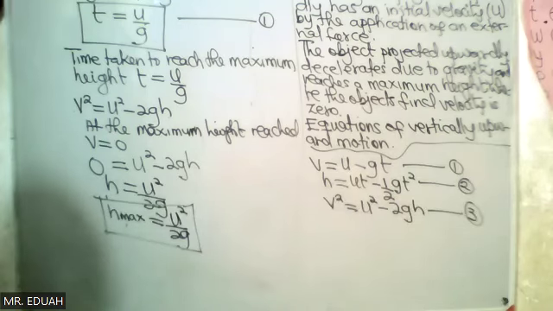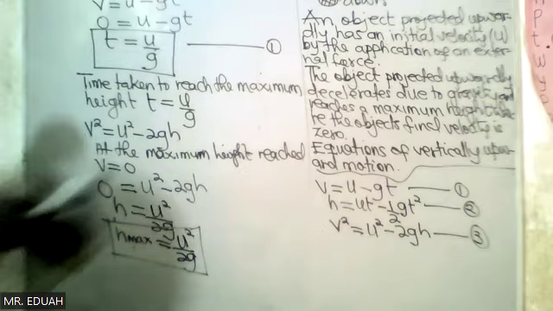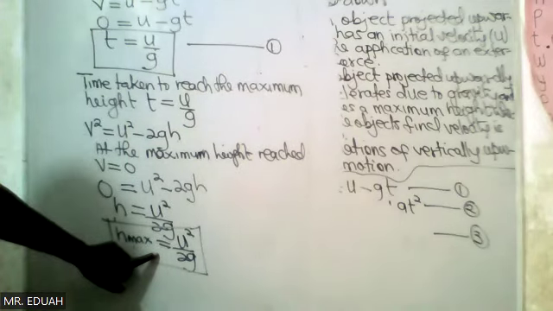Please, any question? I can also get the same formula, derive the same expression for the maximum height ratio.